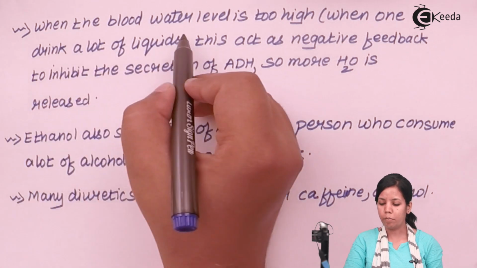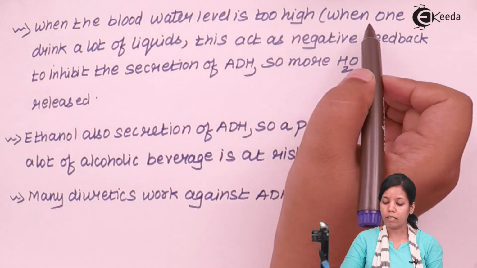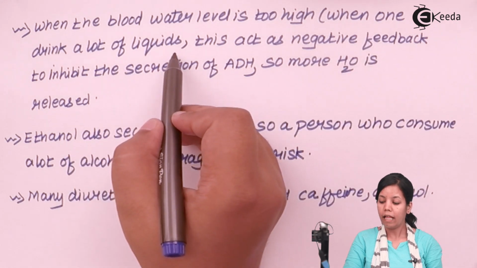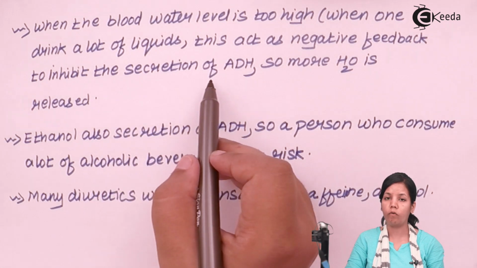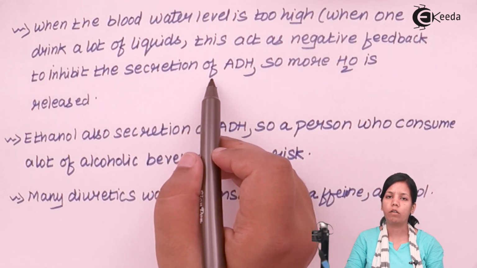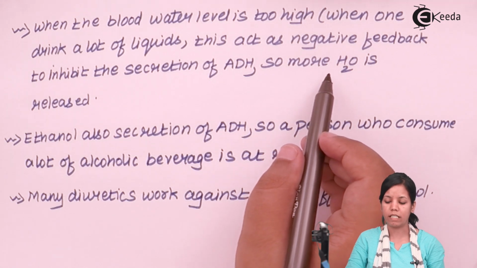Whenever the blood water level of your body is too high, even if one drinks a lot of liquid, this acts as a negative feedback to inhibit the secretion of ADH, or antidiuretic hormone, in your body. So more water is released.